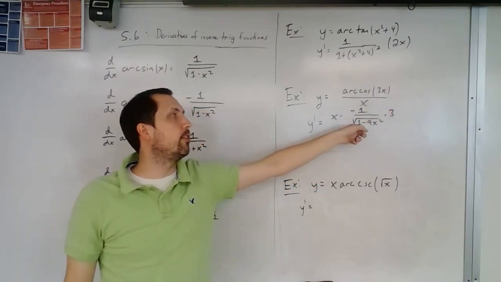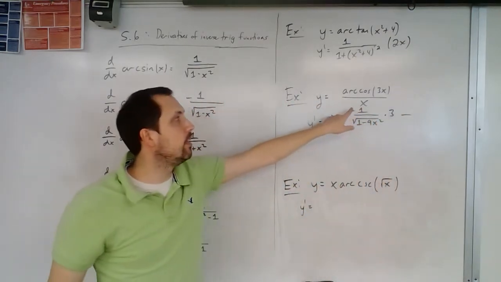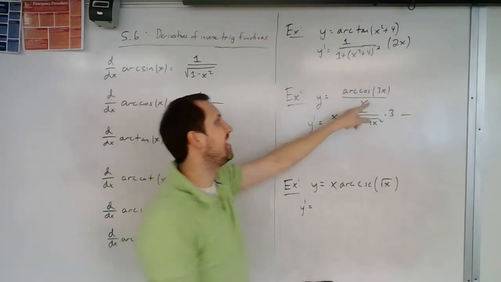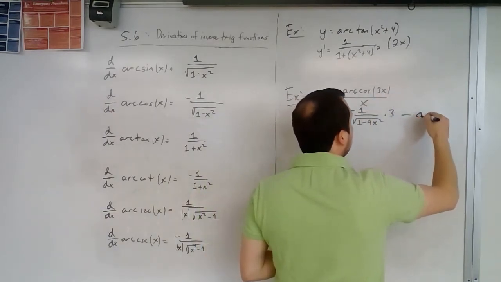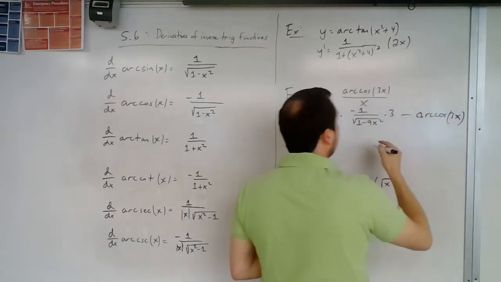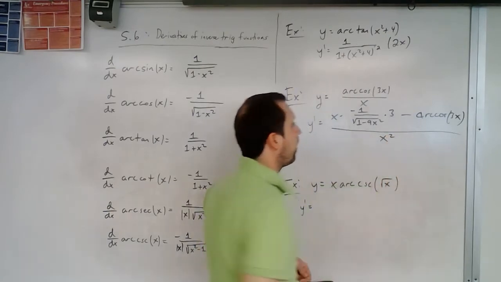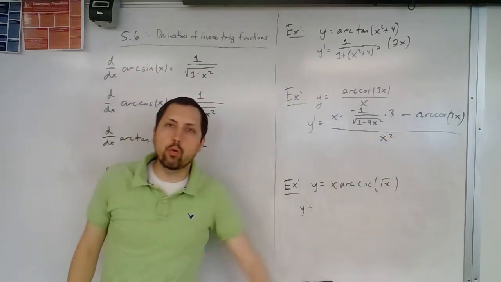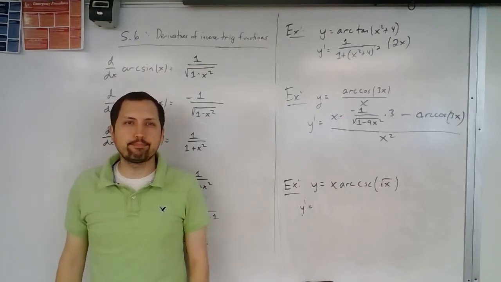So that's the first times the derivative of the second, or the bottom times the derivative of the top, minus the top times the derivative of the bottom. So I am left with an arc cosine of 3x. All of this is divided by the bottom squared. So you use the quotient rule, making sure you use the chain rule appropriately.